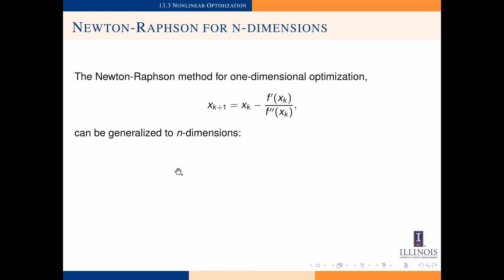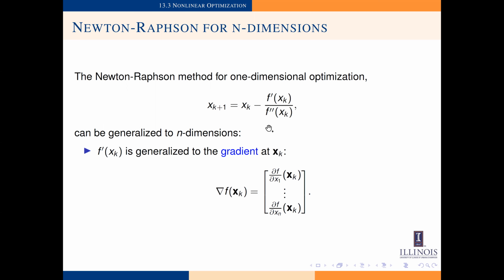We actually can extend the Newton-Raphson method to n dimensions. Recall that the Newton-Raphson method for one-dimensional optimization is essentially equivalent to updating the x at each step with the current x value minus the ratio of the first derivative evaluated at the current value and the second derivative of the function evaluated at the current value. This can be generalized to n dimensions.